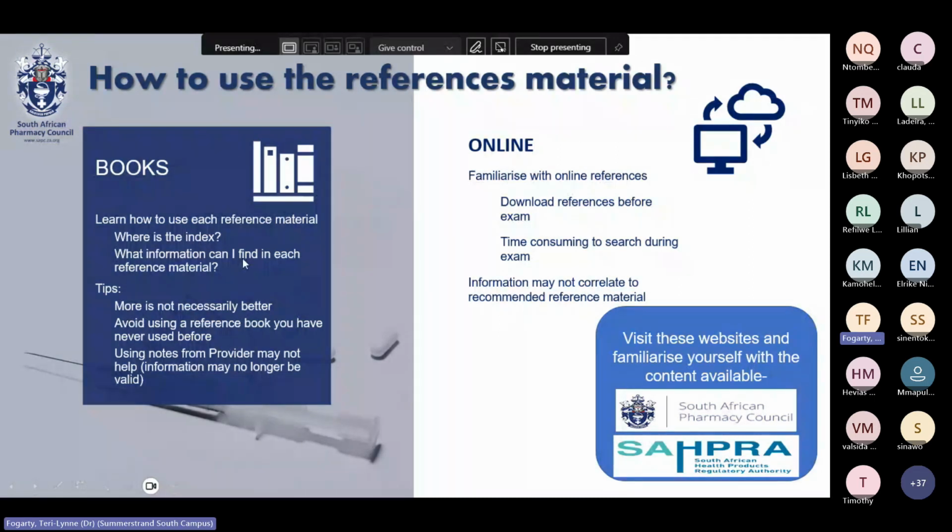Okay, if you're using a book, make sure you know how to use the index of the book, and make sure that if you look at a document, you've got a little summary of what information you could find in that document or in that reference source. Okay, this is the reference source for my scope of practice. This is the reference source that tells me about the code of conduct. This is the reference source that I can refer to for stock management.